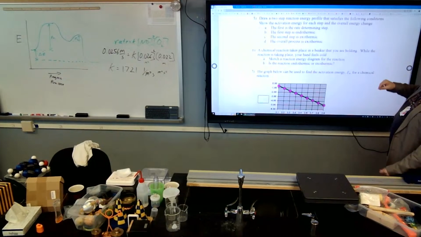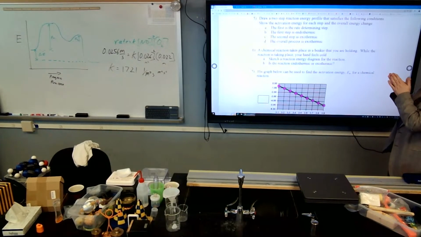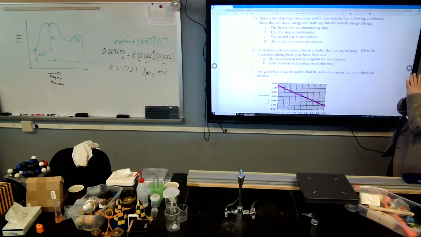A chemical reaction takes place in a beaker you're holding. While the reaction is taking place, your hand feels cold. Sketch a reaction energy diagram for the reaction. Is the reaction exothermic or endothermic? They're answering exactly the same questions.